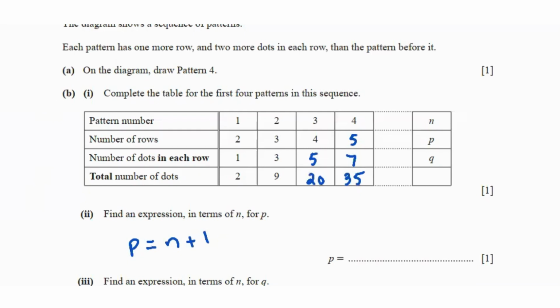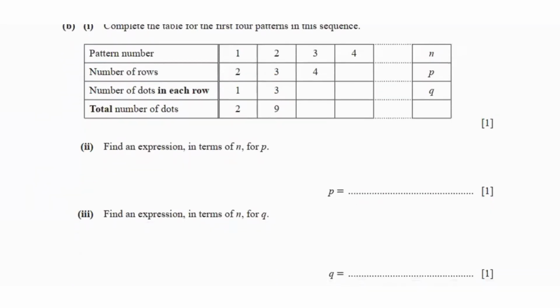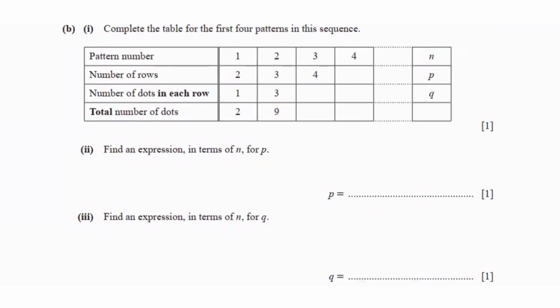Then it says find an expression in terms of n for Q. Q is basically your number of dots in each row. So Q is going to be 2n minus 1. Why? Because if you look at the first pattern, we have 2 rows and one dot in each row. So if we do 2 times 1, that's 2, and 2 minus 1 is 1. Same for the second pattern: 3 rows. So 2 times 2, which is 4, and 4 minus 1 is 3.